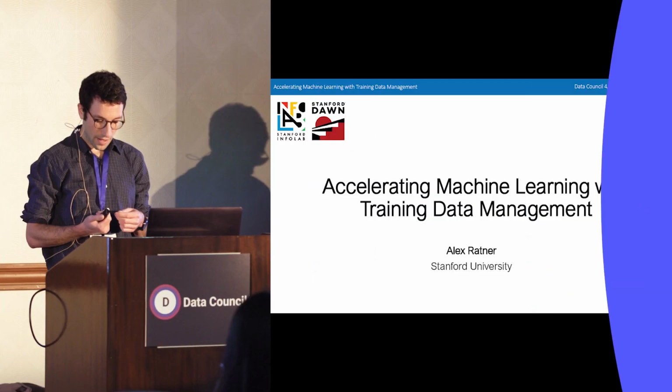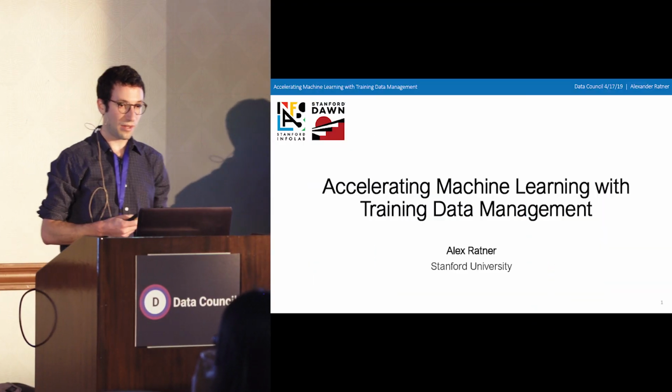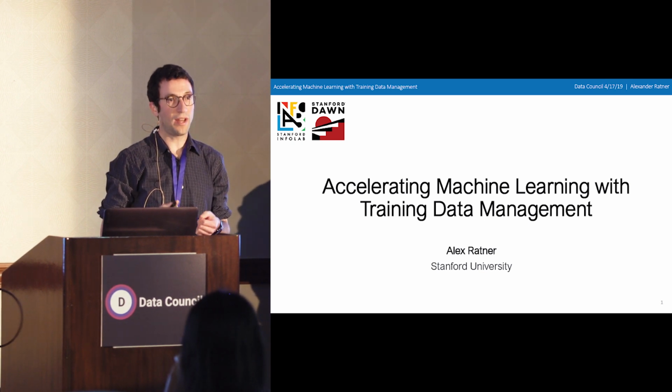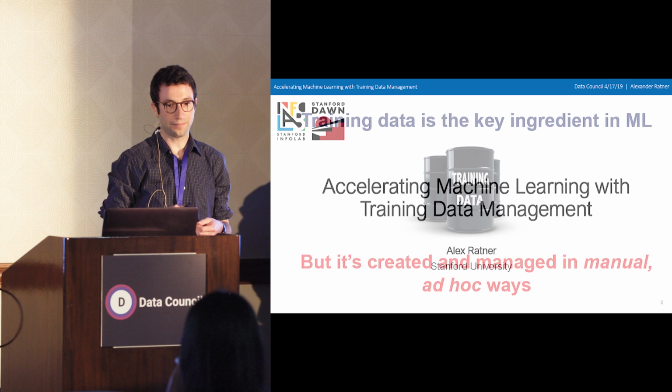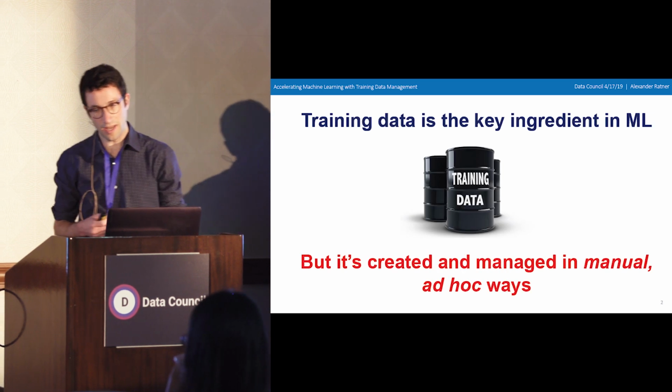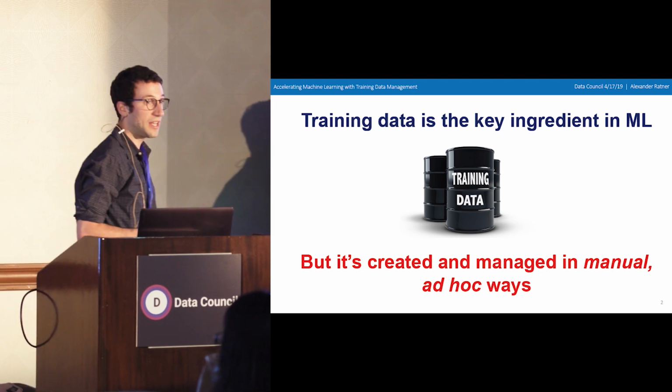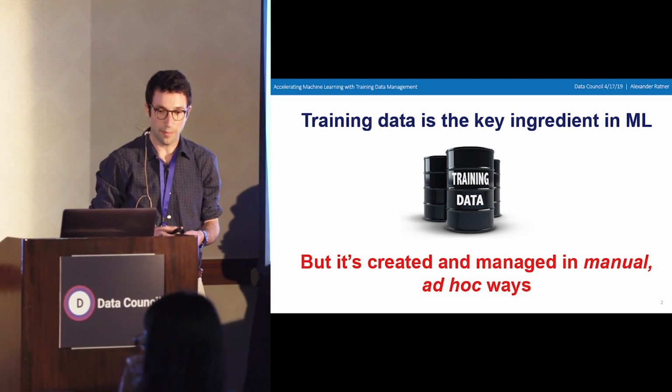So I'm going to talk today about how we can accelerate the process of building machine learning models by changing the way that we create and manage training data for them. And the motivation at a very high level is that training data is often the key ingredient, and increasingly the key bottleneck in building machine learning pipelines.